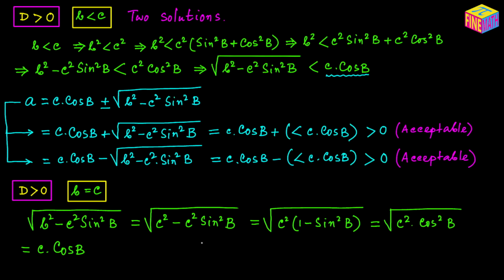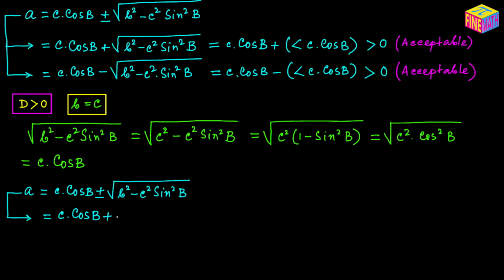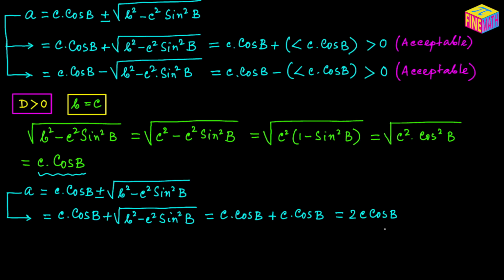Now let's see what are the values of a. We know that a is equal to c times cosine of b plus or minus the square root quantity. So one of the values of a here would be like this. If we take the plus sign first, then we can write it as c times cosine of b plus the square root quantity. Let me write it first, b squared minus c squared times sine squared of b, and this square root quantity is actually equal to c times cosine of b. We just saw that up there. So then we can write it as c times cosine of b, which is outside of the square root, plus c times cosine of b, and that is equal to 2 times c times cosine of b, and c and cosine of b, they both are positive, so this is greater than 0, so this is an acceptable value for a. So this gives us one solution here.